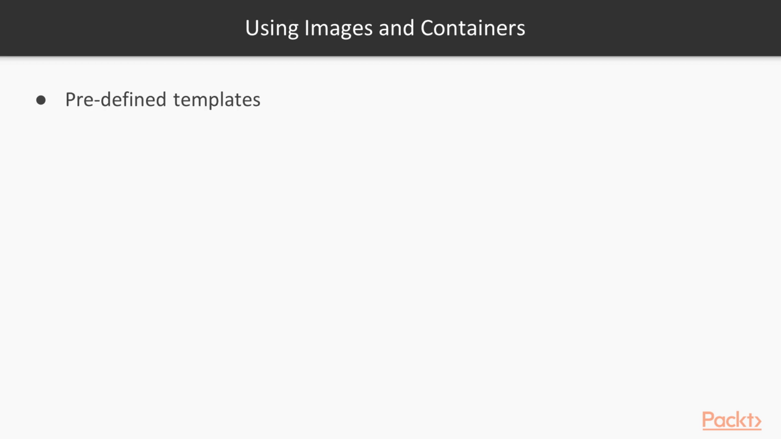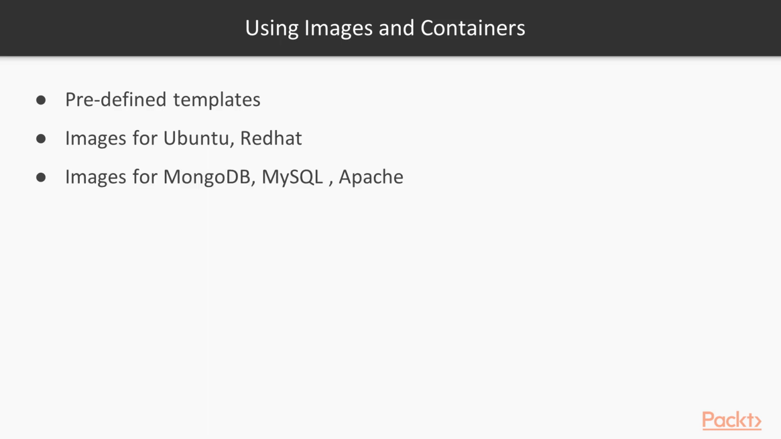Now, when you're working with Docker containers and images, you'll be using these images, which are predefined templates. You have different images available from Docker Hub for the different operating systems. For example, you have images for Ubuntu, for Windows, for Red Hat. You also have them for different databases, so you have them for MongoDB, for MySQL, or even for web applications or web services such as Apache. You can then create containers out of these images.